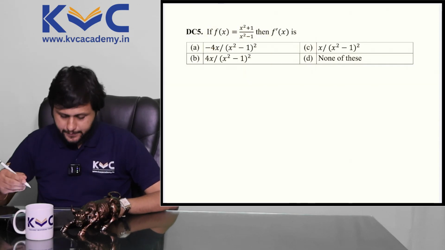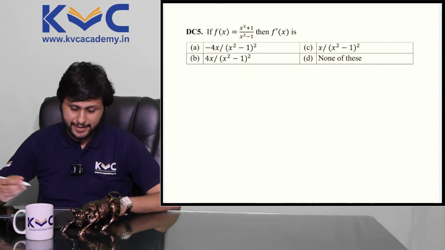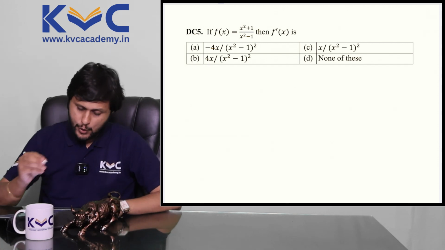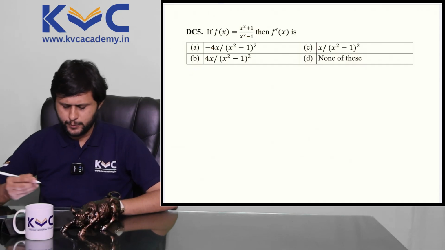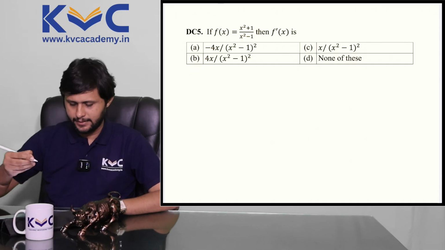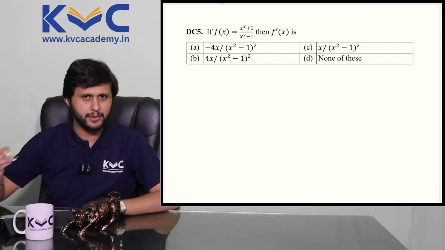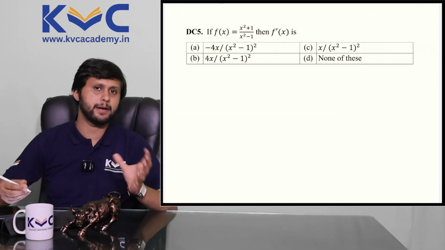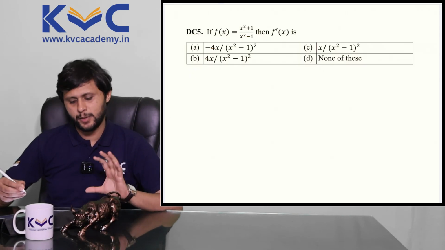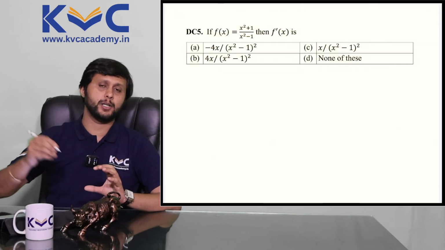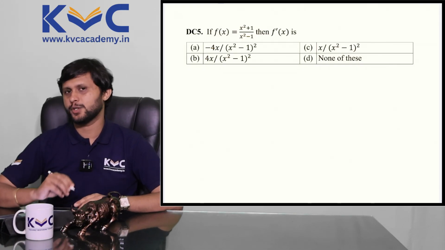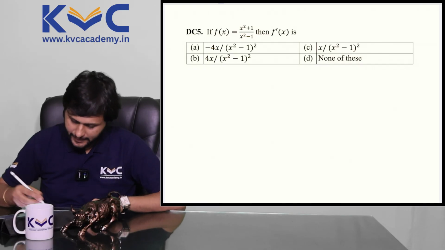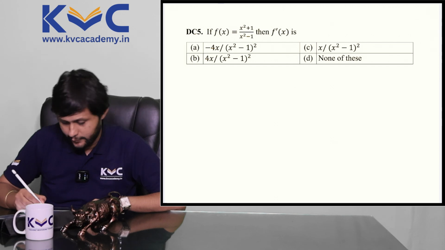Moving on to the next question, we have f of x equal to x square plus 1 divided by x square minus 1. So we have function divided by function, quotient rule. So we'll do it directly, right? Without writing down the differentiation of first function into second function and so on. Anyways, I'll just repeat it for you. When we have function divided by function, we need to take numerator denominator. So differentiation of numerator, denominator as it is, minus differentiation of denominator, numerator as it is, whole divided by denominator square.